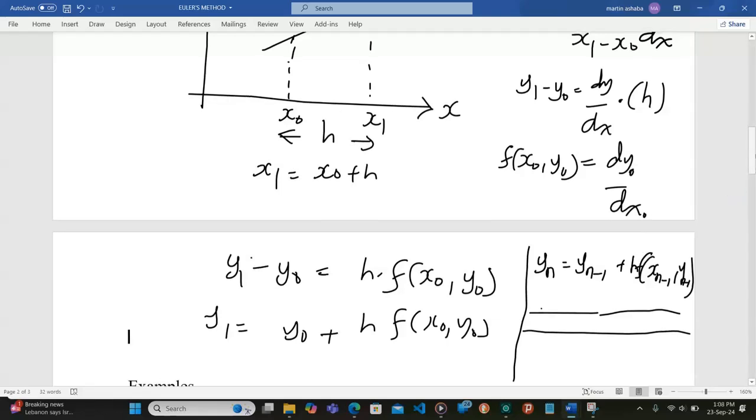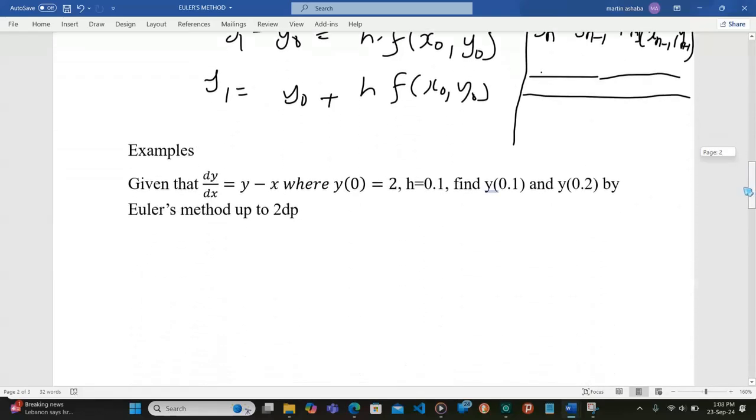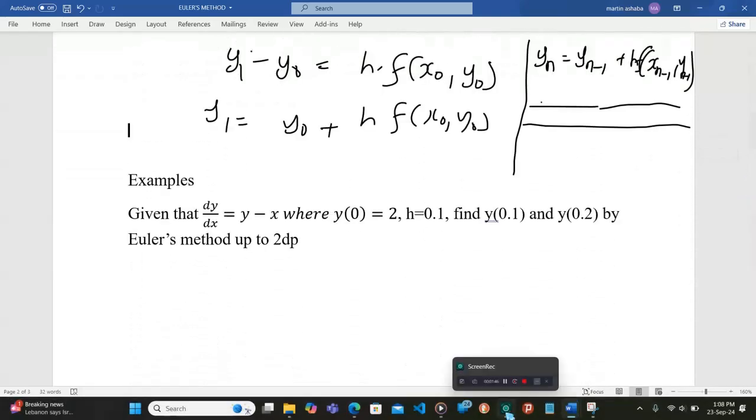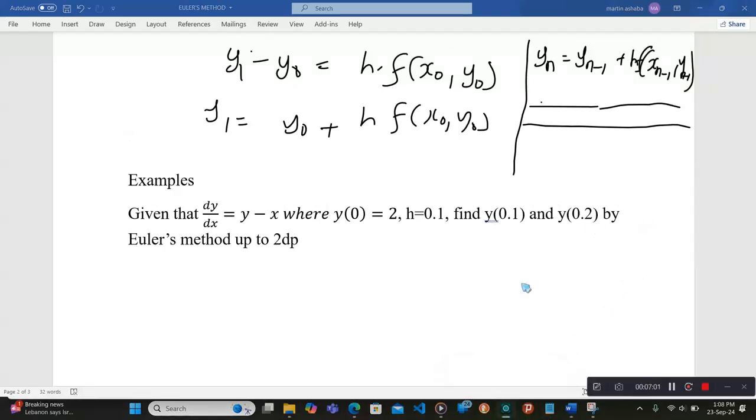So let's go to an example. This example is going to be found in the next lecture.